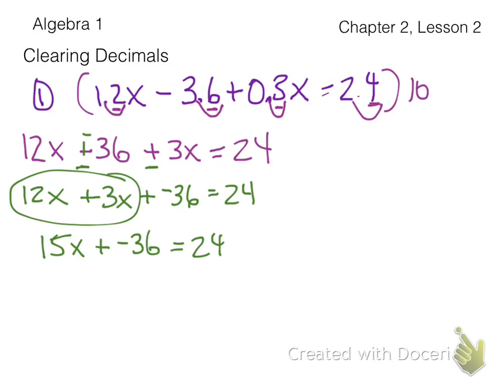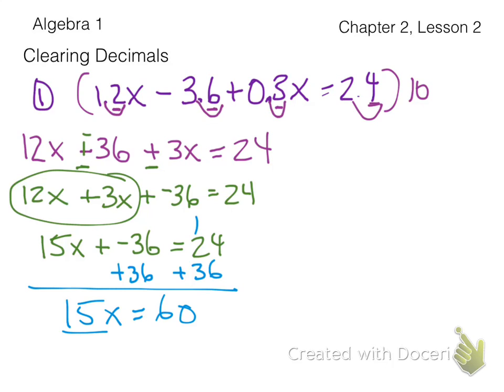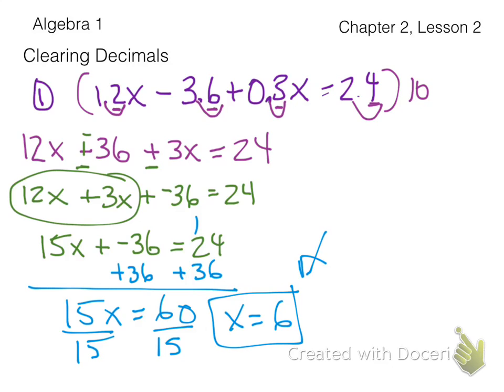And now, how do I get rid of a negative 36? Well, I'm going to add 36, and I'm going to get 15x equals, add that up, 60. Divide by 15, x equals 6. All right, guys, that is it. And again, you can go ahead and check it if you want to. But make sure you know how to clear decimals and clear fractions however you need to do it. All right, bye, guys.